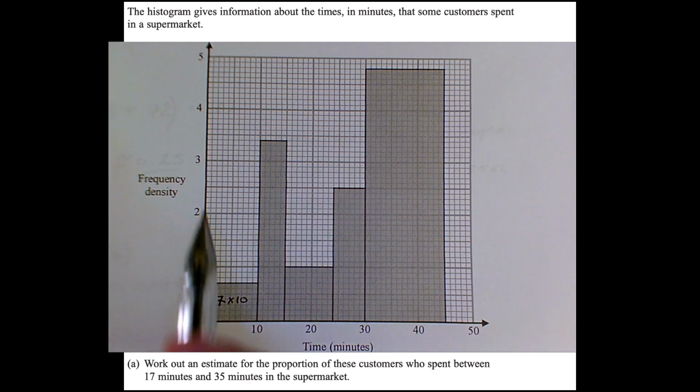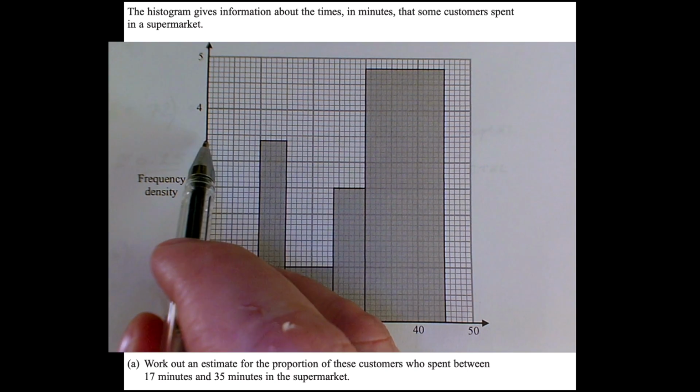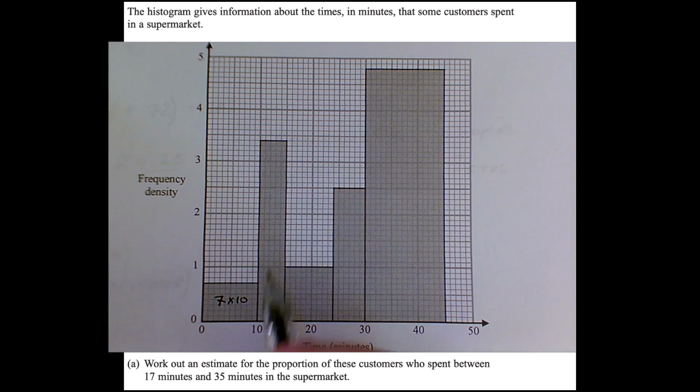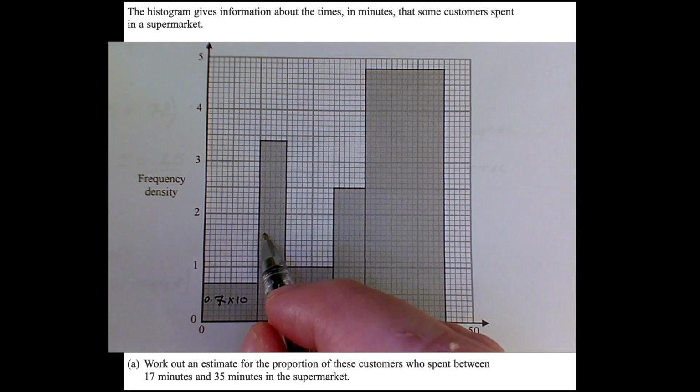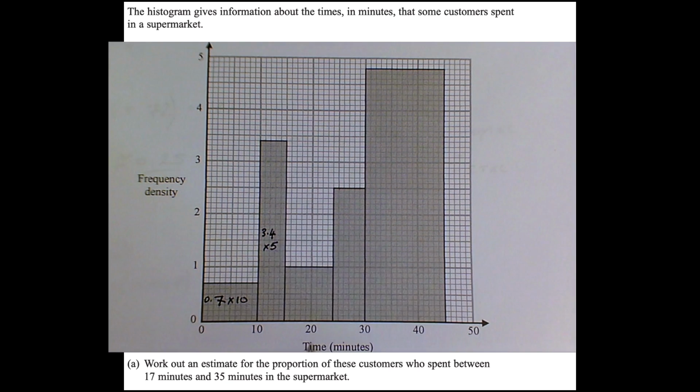Okay. So the first one you can see is 0.7 high and it's 10 wide. Next one you can see is 3.4 high, and it's 5 wide. Next one you can see is from 15 to 24. That's going to be 9 wide and 1 high.